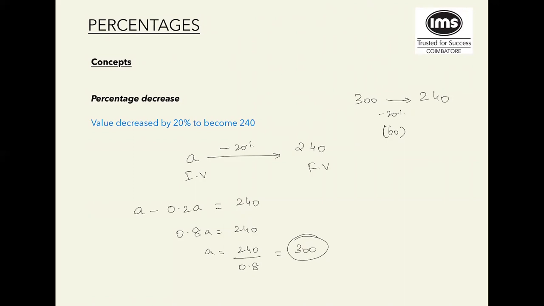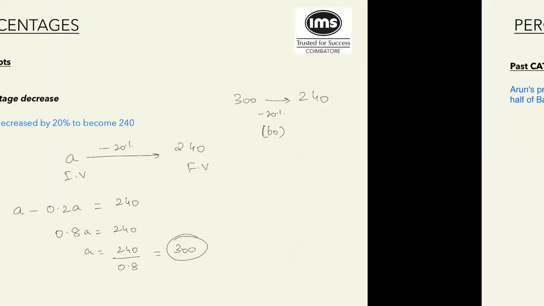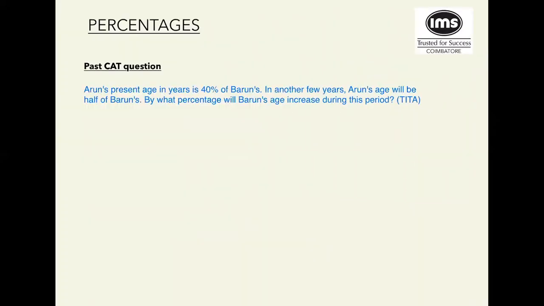Now these are the main concepts related to percentages. Now let's look at an old CAT question of how we can apply some of the concepts we've learned here to an actual CAT question. Now let's look at this particular question where it says Arun's present age in years is 40% of Barun's. In another few years, Arun's age will be half of Barun's. By what percentage will Barun's age increase during this period?